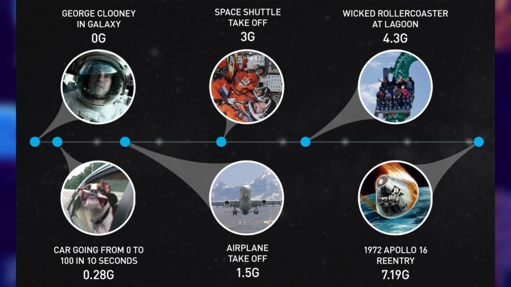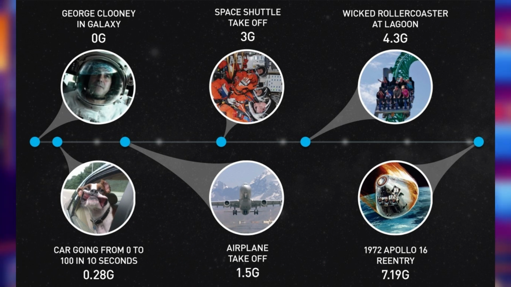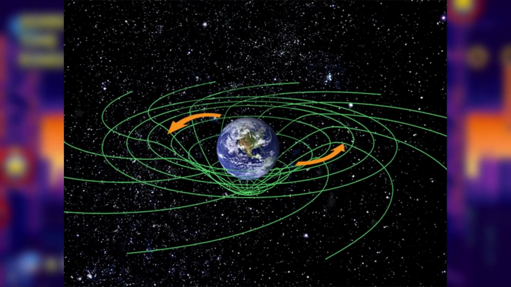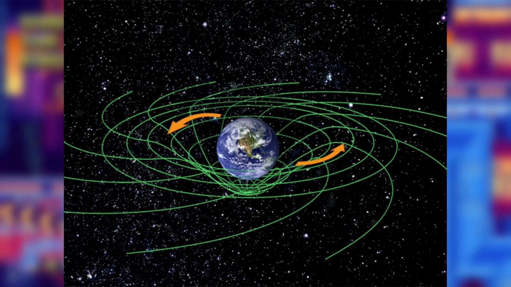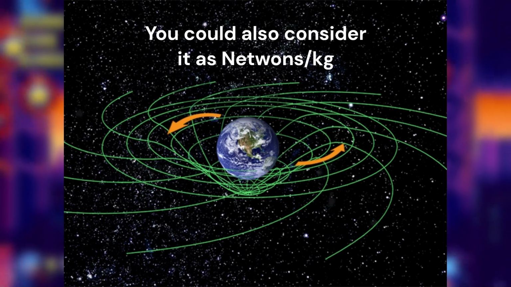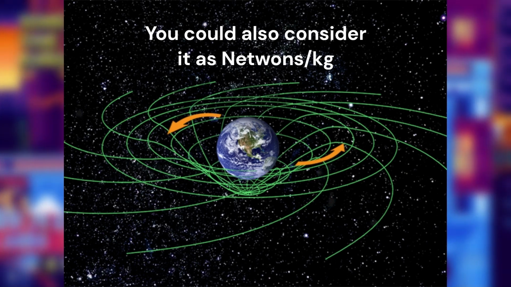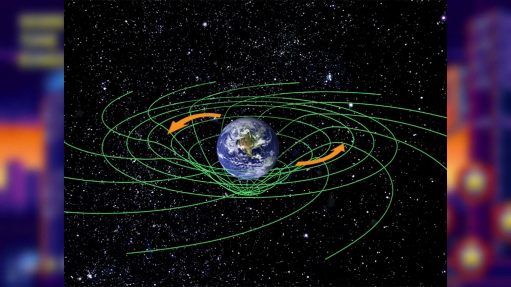G-force is expressed as a proportion of the nominal gravitational force experienced when standing on the Earth's surface. The average gravitational pull of the Earth is 9.8 meters per second squared. So in that case, 1 G of force is 9.8 meters per second squared. So 2 G of force experienced is around 19.6 meters per second squared. And 3 G would be 3 times the force, and so on and so forth.